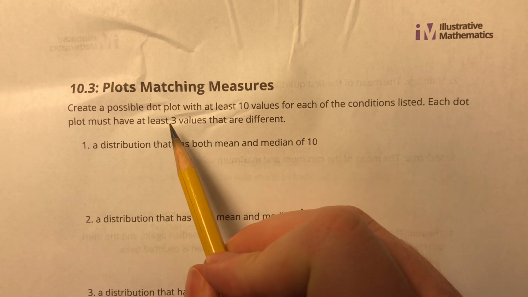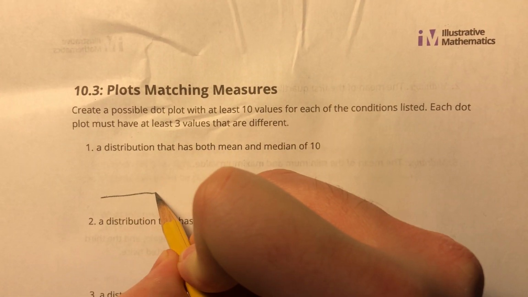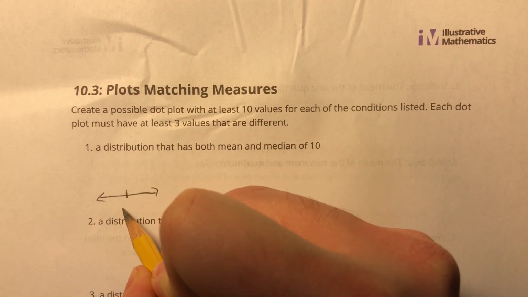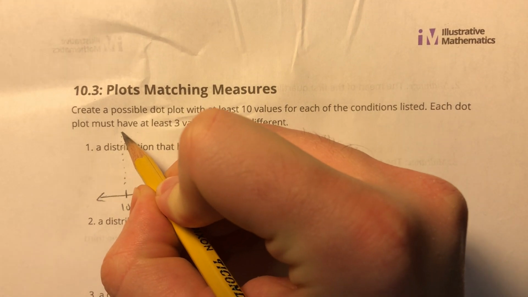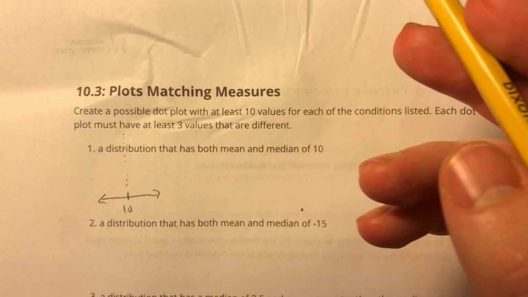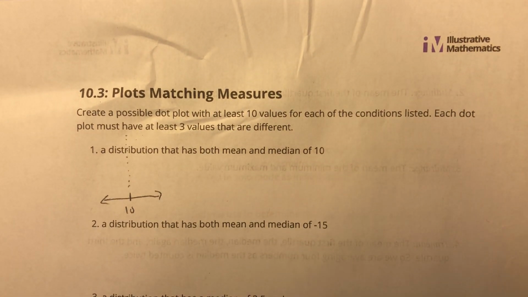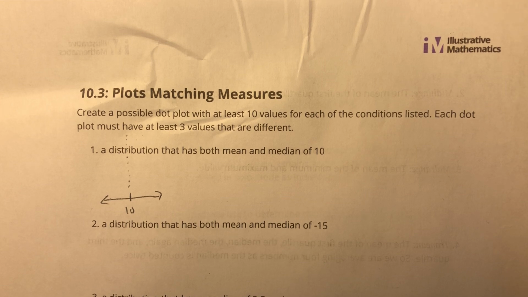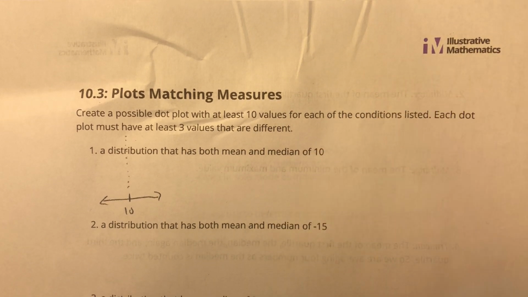So number 1, a distribution that has both a mean and median of 10. The reason they're saying you need at least 3 different values here is because this would be super easy, right? I could make my number line and just put 10 dots right there at 10, and that would have a mean and median of 10. Since every value is 10, there's no other possible value I could have. So that would be cheating, right? So they want you to be a little more creative and do 3 values.